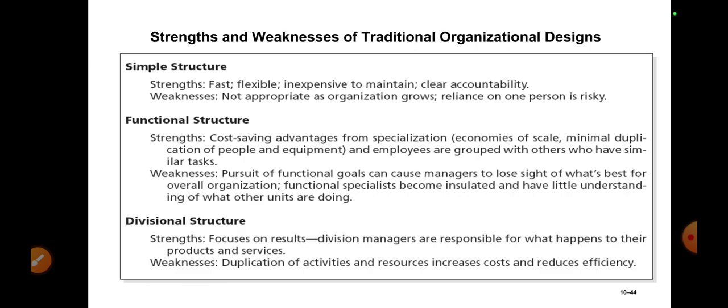But there is a problem, a weakness: it is not appropriate as organizations grow. Reliance on one person is risky. It means that simple structure is not always effective because organizations have the target to grow their business. As long as they have the plan to grow their business, they have to shift from their simple structure to another structure.